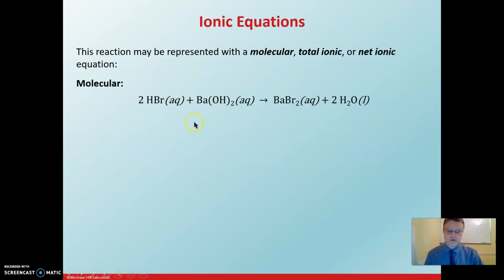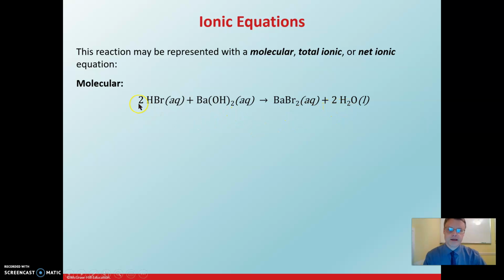Here's another example acid-base reaction. This would be the molecular equation; we're not really showing any of the ions. Now, barium hydroxide: hydroxides are often insoluble in water, but barium hydroxide is an exception to that. To write a balanced chemical equation here, we have to have two HBr molecules reacting with every one barium hydroxide molecule. And that makes one molecule of barium bromide and two molecules of water.